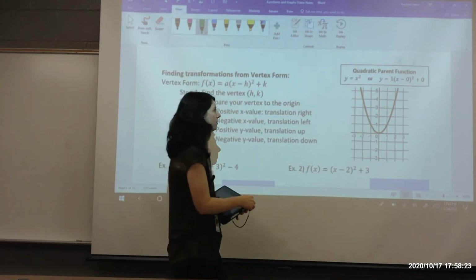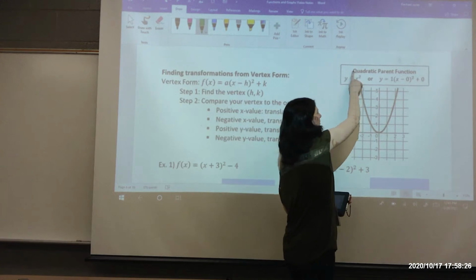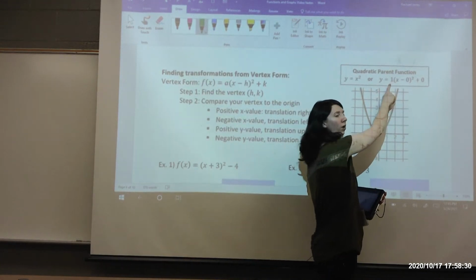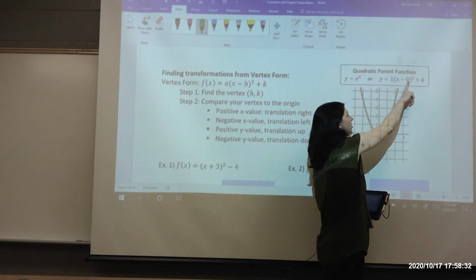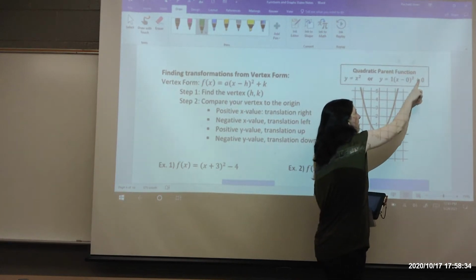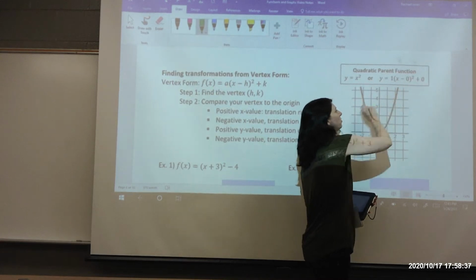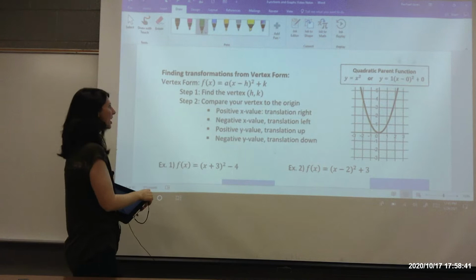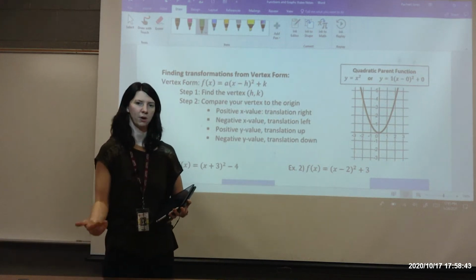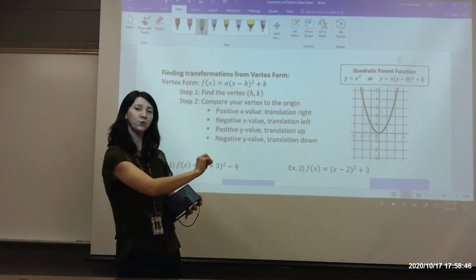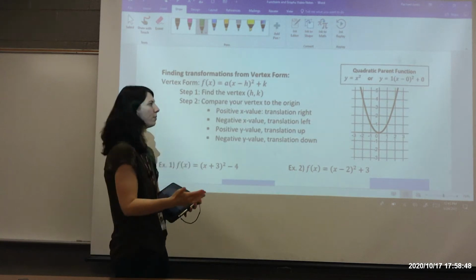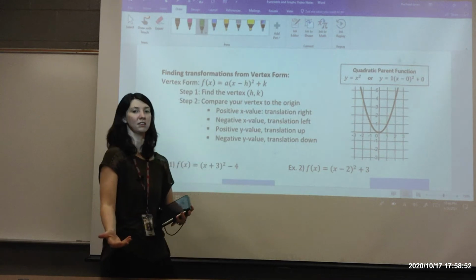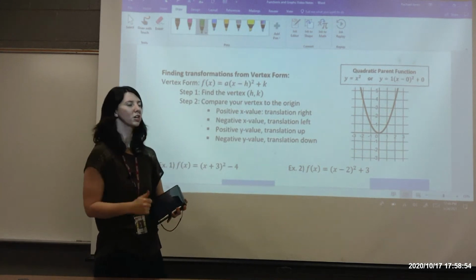Another way you could write the parent function, rather than y equals x squared, which we call standard form, is we could put it into vertex form here, and you could see our a is 1. And then our vertex would be 0, 0. You don't have to have all those extra numbers in there, but you can see how it relates to vertex form. So we can use vertex form to find the transformations, because if I know how the vertex moved, then I know how the graph moved. And if I know the vertex is starting at 0, 0, then it'll be very easy to tell, if it has different numbers, which direction it moved.